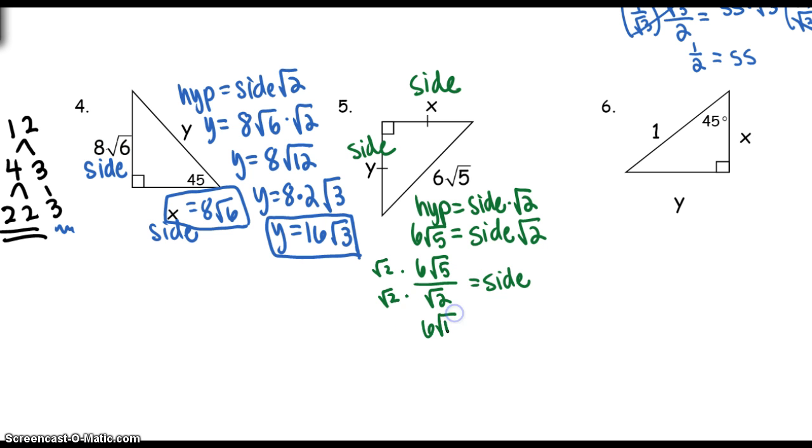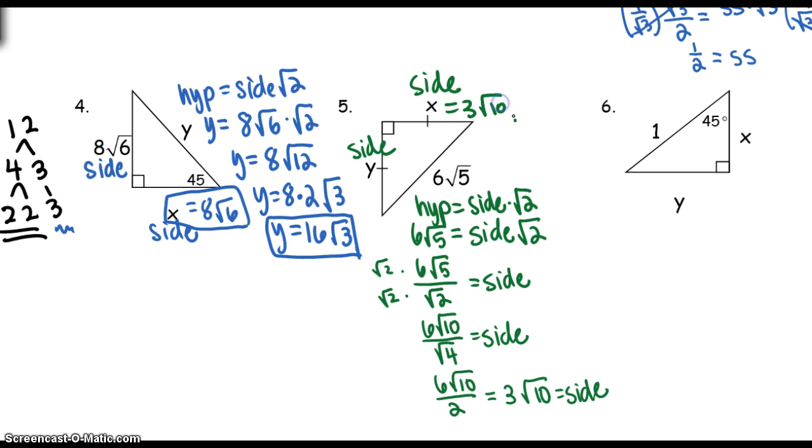So we'll have 6 root 10 over root 4. And then what's the square root of 4? Square root of 4 is 2. So 6 root 10 over 2. And then 6 over 2, those are outies. They're outside the radical. We can divide those, and we get 3 root 10 equals our side. Oh my gosh, that was a lot of work, but that's probably as long as they get, just to let you know. So if our side is 3 root 10, so this is 3 root 10, and over here, my y is 3 root 10 also.